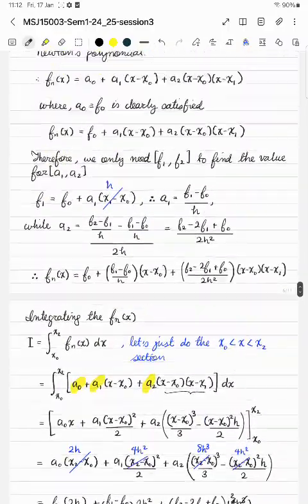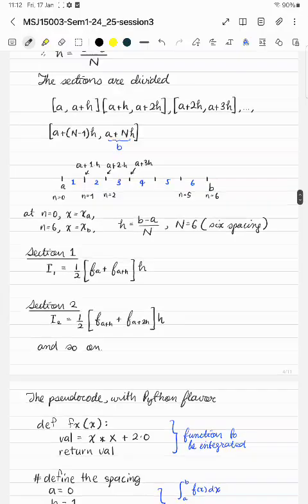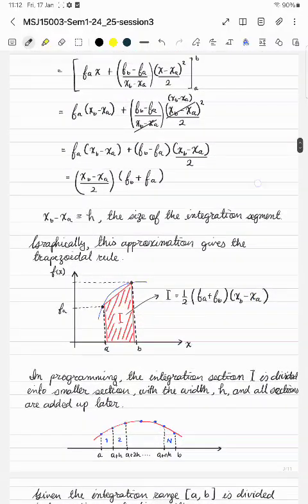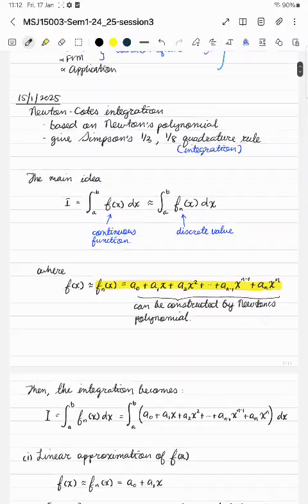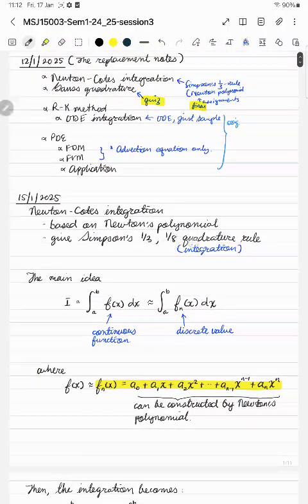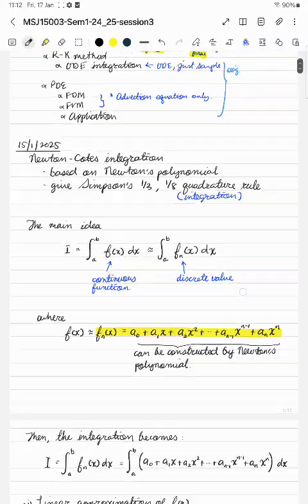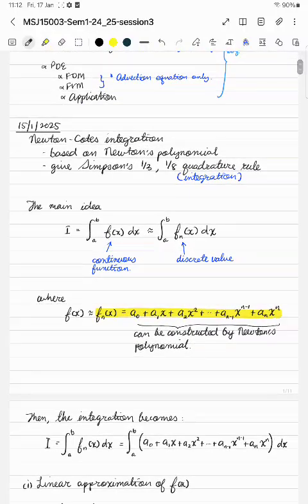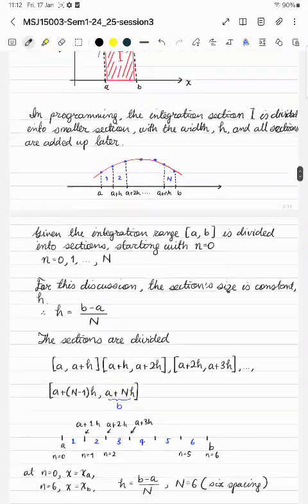So that's it for our Newton-Cotes integration. I'm not going to go into the 3/8 rule, because it is just an extension. We have the linear Newton's polynomial, then the quadratic form, and then the cubic form. So the 3/8 rule is just the cubic form of Newton's polynomial. It's up to you to try it out yourself, but I think from the first trapezoidal rule and the 1/3 rule, you can come to the conclusion yourself.